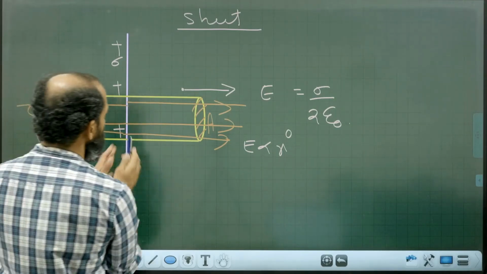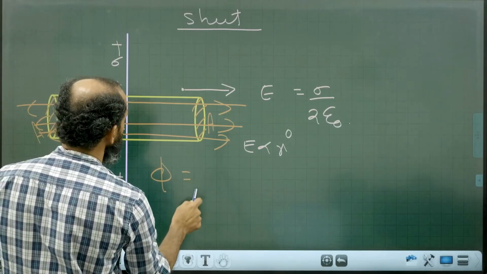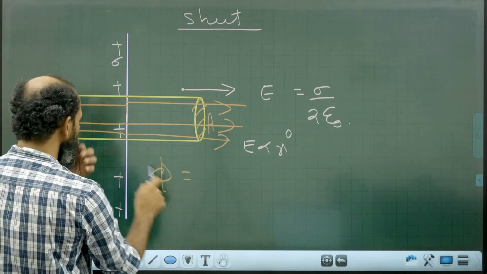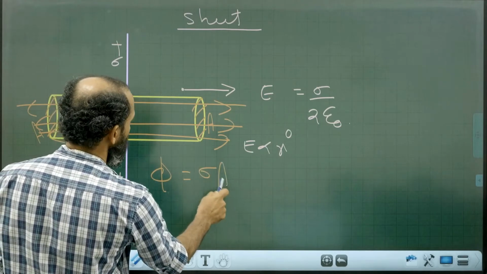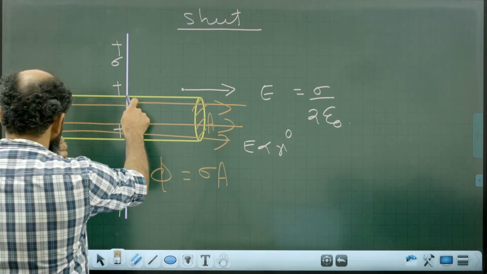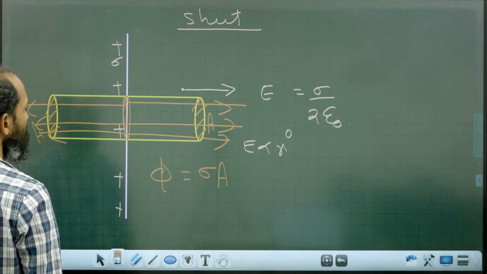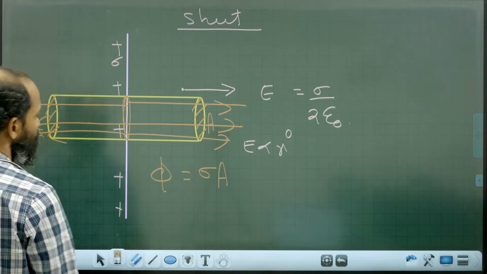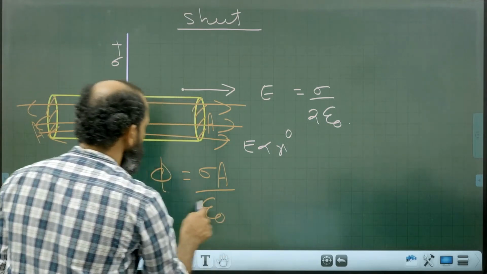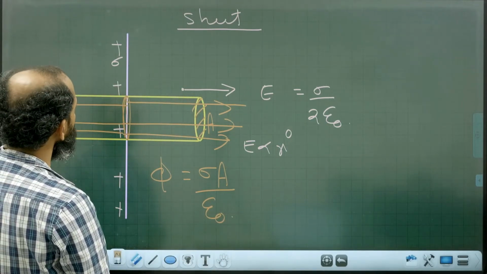Then what is the total flux? Total flux is equal to charge enclosed. What is charge enclosed? Sigma A. A is the area of this surface over which charge is spread. Sigma is the charge per unit area, A is the area. So charge divided by epsilon 0. What is the flux? Charge enclosed by epsilon 0.